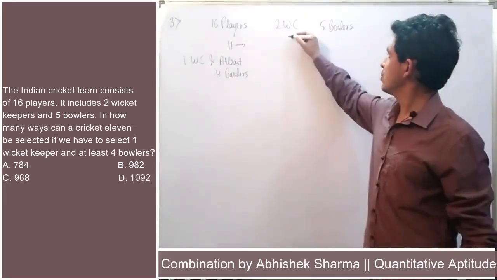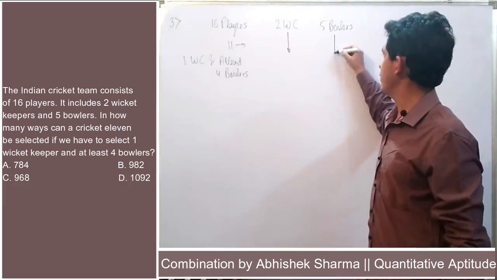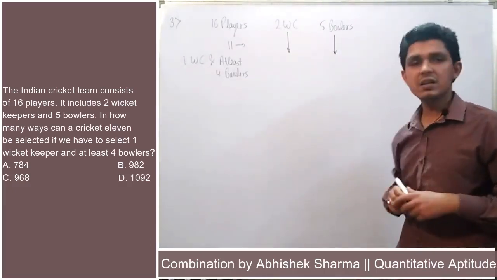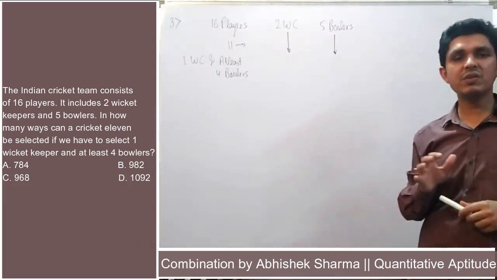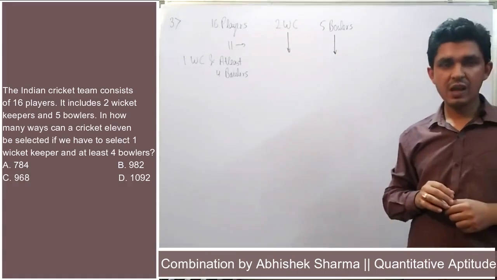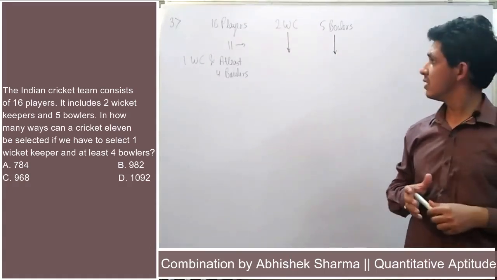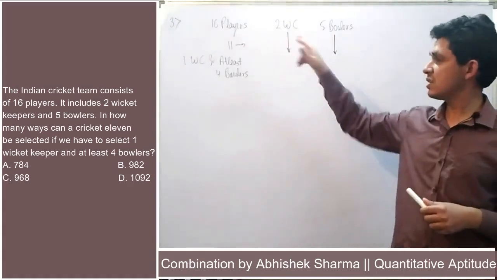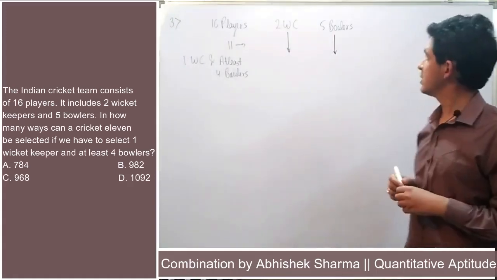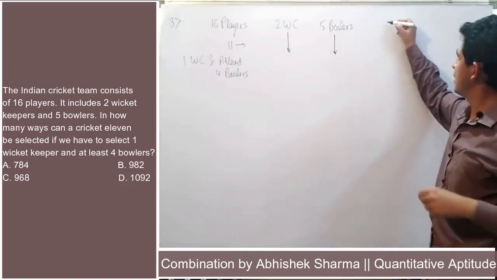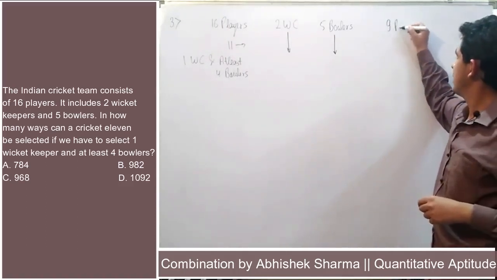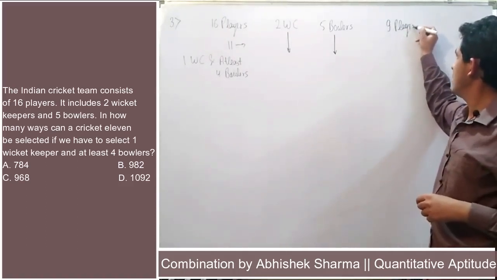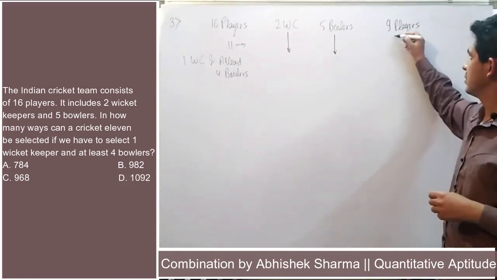Like the data is 2 wicket keepers and 5 bowlers. That means the data about 7 players is given. How many remaining players are there? Like 7 is this, and how many remaining players? 16 minus 7, that is 9 players. The data about the 9 remaining players is given, right?